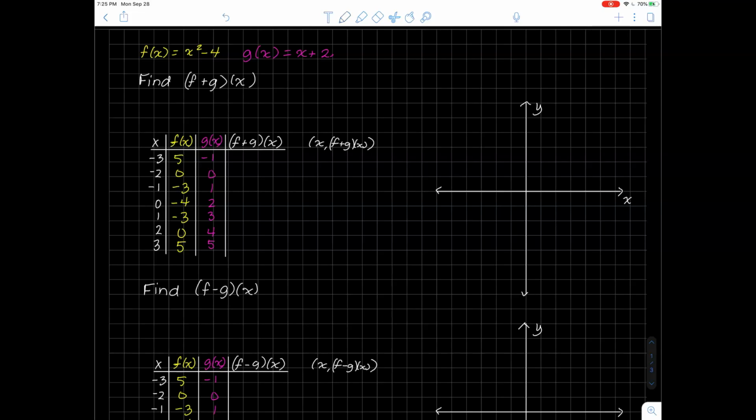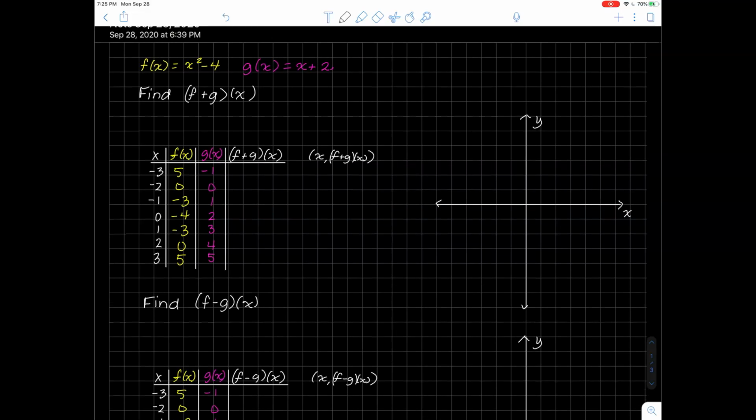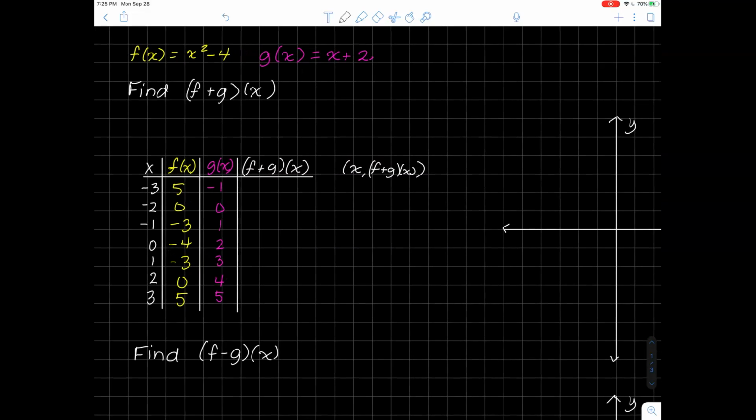Now you'll probably prefer the algebraic way because it is the most efficient, but it tells you the least about what's actually happening. So let's look at this first one. We have the f of x is x squared minus 4, and the g of x is x plus 2. So we have a quadratic function and a linear function.